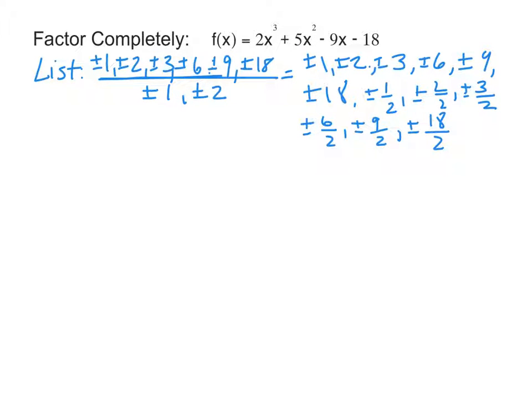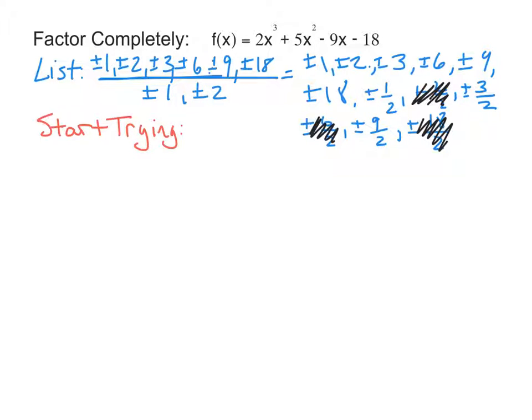Now, of course, the list isn't as bad as it looks, because when we look at 2 divided by 2, that's 1, so we wouldn't have to use that one. 6 divided by 2 is 3, that's already on the list. And 18 divided by 2 is 9, so that's on the list as well. So really, it looks like we have 9 numbers that we could possibly be, plus or minus, so a total of 18. At least it's smaller than infinitely many numbers to try, because that's what we're going to do, start trying.